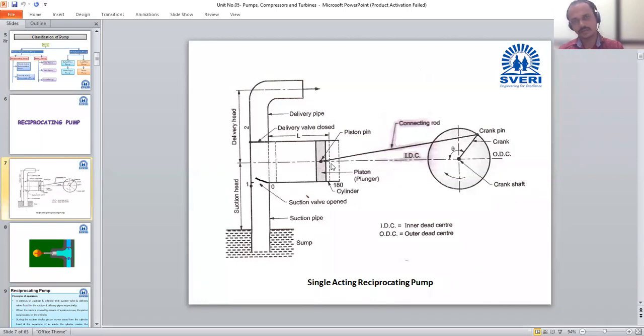Yes, sir. Okay, the stroke is the movement of piston from one center to the other center.